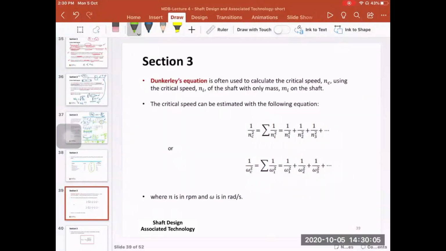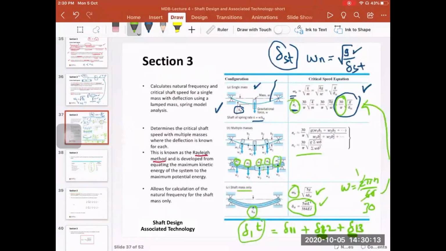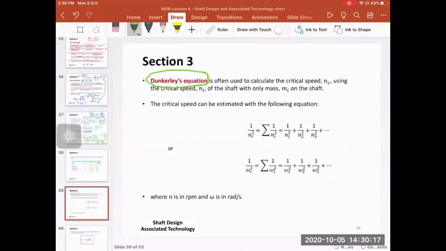It is Dunkerley's equation. And what happens here, it's kind of similar to what we have done with the Rayleigh's method. Okay, it's just kind of similar, but another approach. What this equation does is that you need to calculate the critical speed NC using the critical speed Ni on the shaft with only one mass at a time, right?